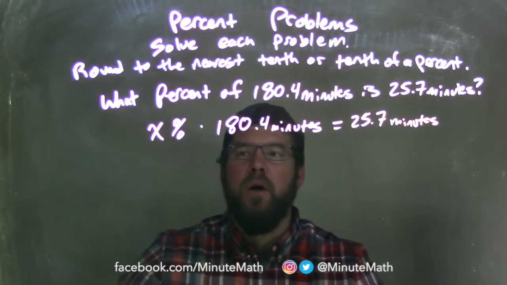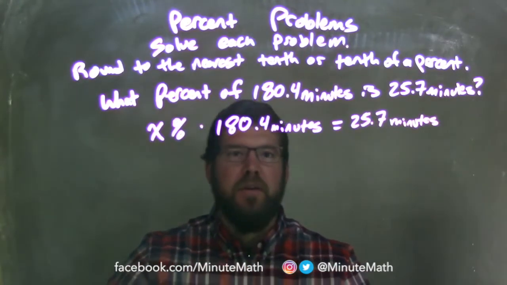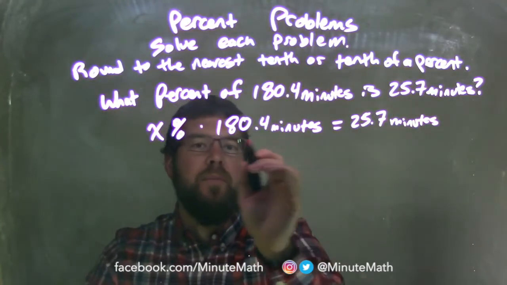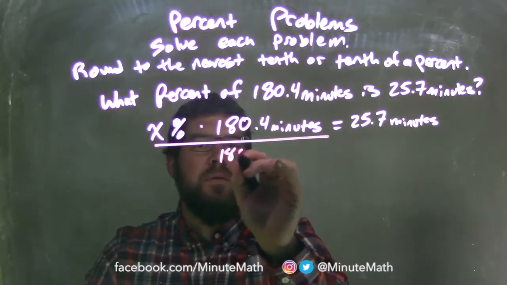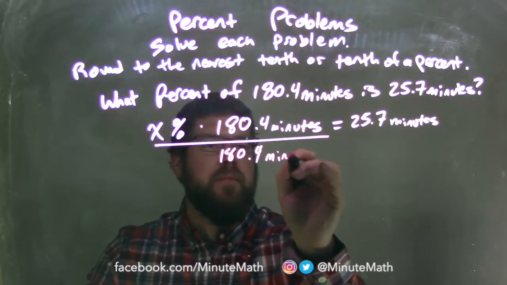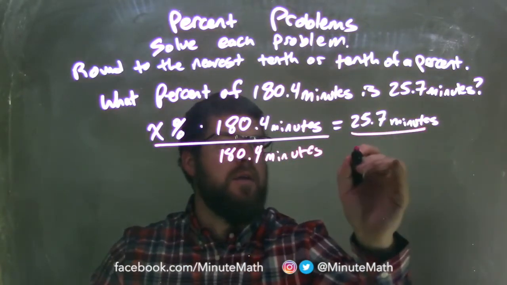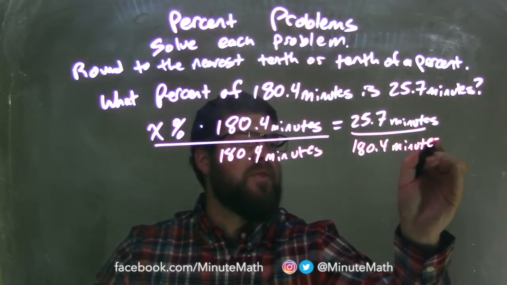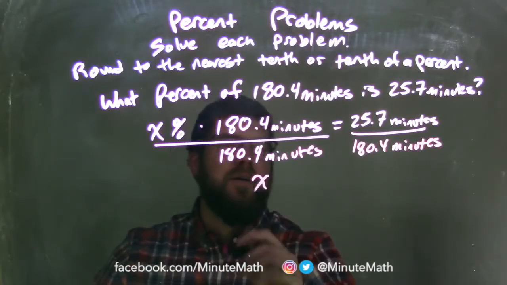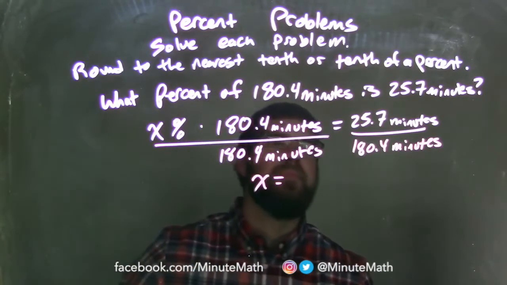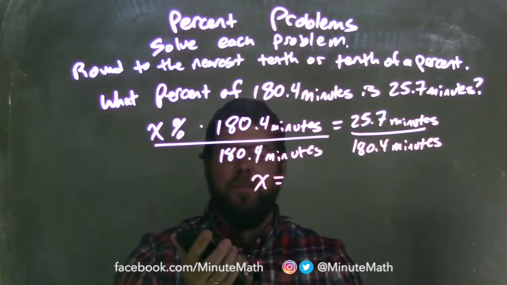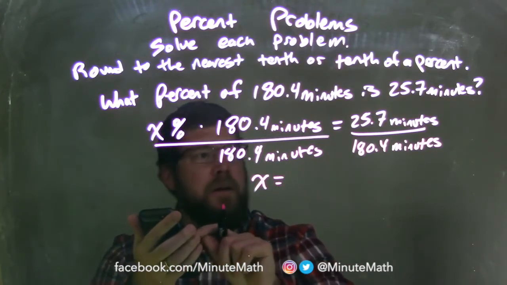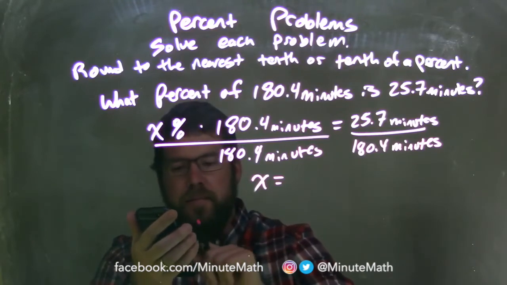Okay? Well, I need to divide both sides here, right? It's multiplication, so I'm going to divide both sides by 180.4 minutes. So dividing by 180.4 minutes on both sides leaves me with my X here. I don't need it as a percent, so it's equal right now. X equals 25.7 divided by 180.4.